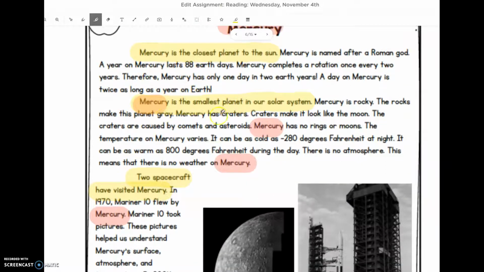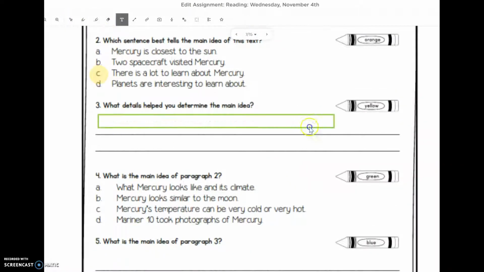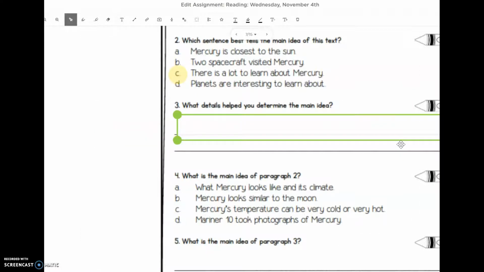So we can see in paragraph 2 that a detail that supports information about Mercury, there's a lot to learn, is that Mercury is the smallest planet in our solar system. We can use that as one of our details. Make sure that you are pausing the video if you need extra time to type out your answer.